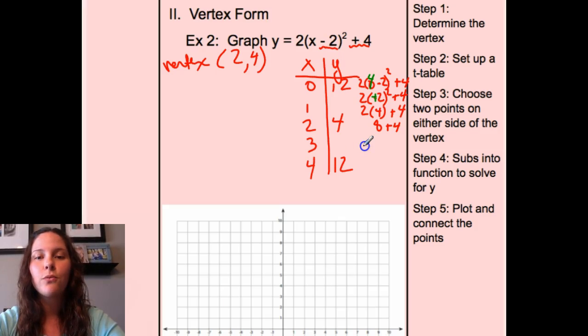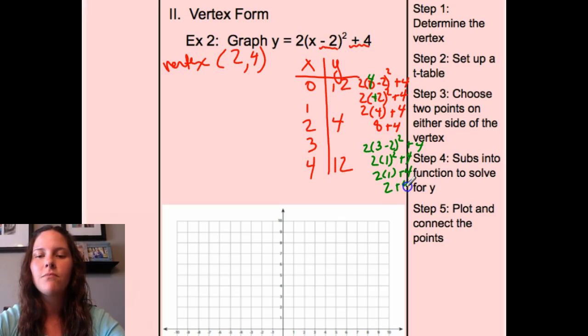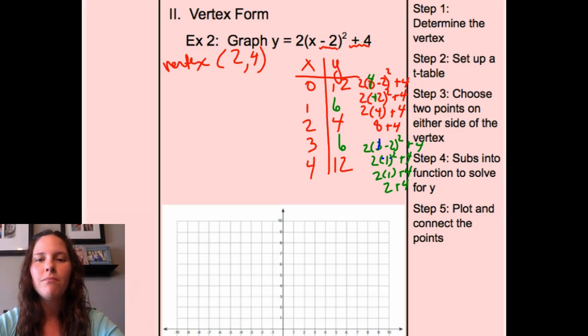So now we'll substitute 3, because I'm out of room to substitute the 1. So we have 2 times (3 minus 2) squared plus 4. 3 minus 2 is 1. 1 squared is 1. 2 times 1 is 2. And 2 plus 4 is 6. So we'll get the same thing as if we substituted 1 in, because once again, we would get the same value, but it would be negative 1. Once we square it, it becomes positive, and the rest is the same.